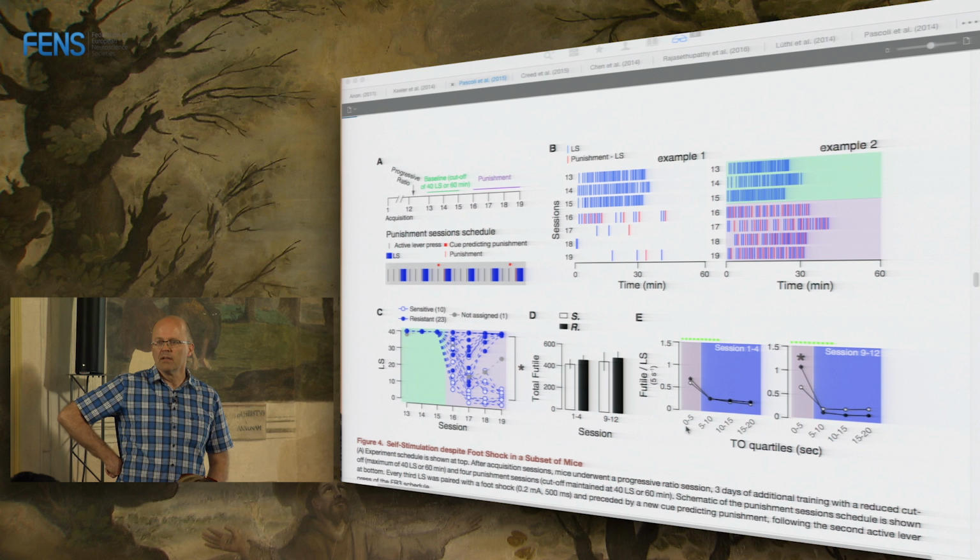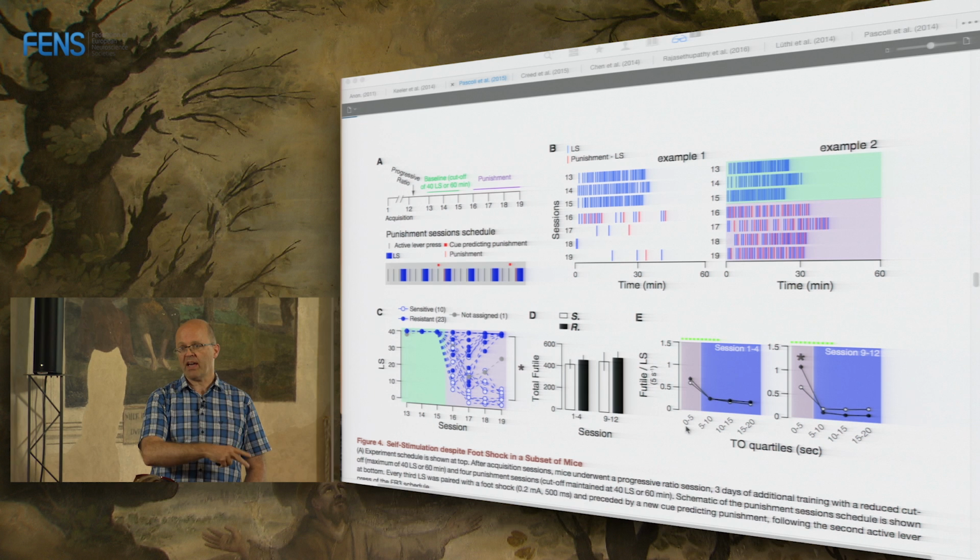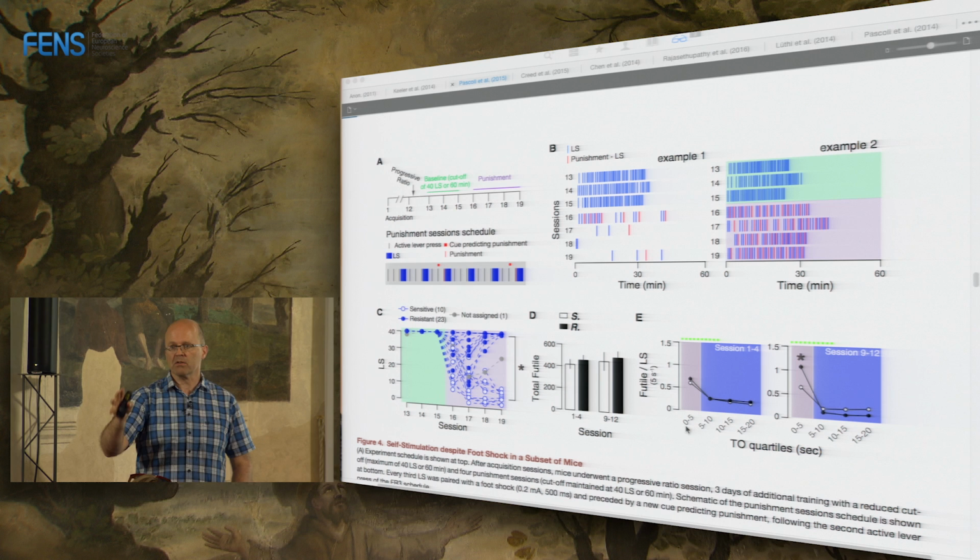Sure, let's maybe leave this to the very end because, you know, these are mice, this is a relatively short exposure, and yet we have this dichotomy. How that really translates to the human situation is a very difficult question, but I'll be happy to get to that. So if I forget, please remind me.